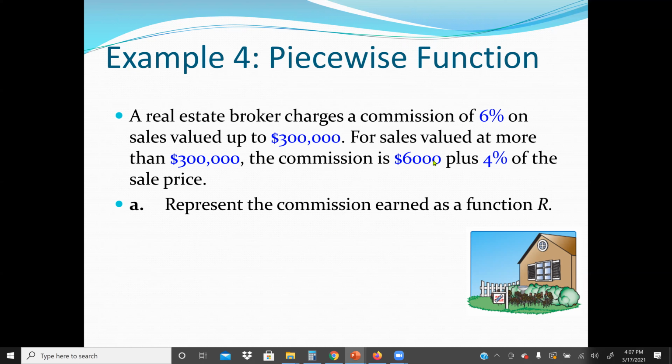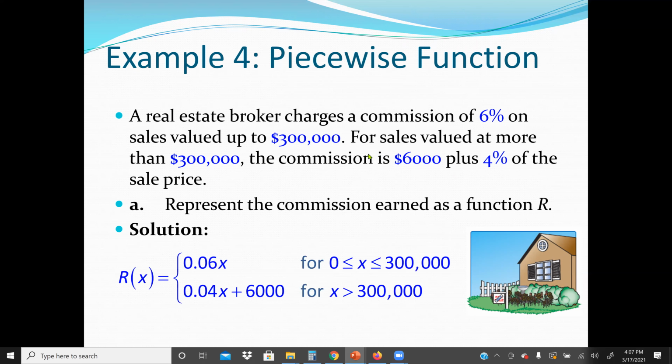Then the next one, we have a commission of 6,000 base plus 4%, which will be plus 0.04 times the sales. Let's say X again. Only if S is greater than 300,000. So we can see our solution is 0.06x, which means the sales start from 0 all the way to 300,000.